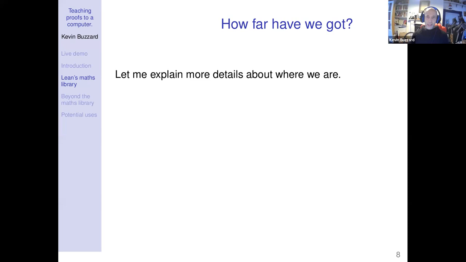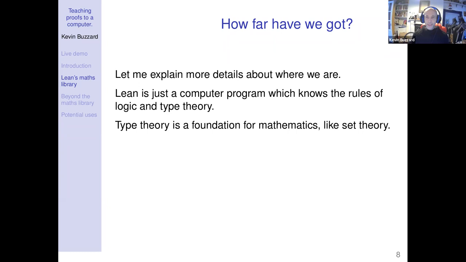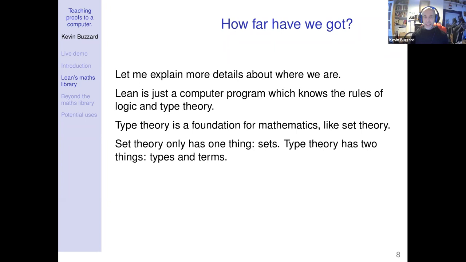So let me tell you where we are with the mathematics library. Lean by itself really just knows the basic rules of mathematics, basic logic. It happens to use type theory, which is different to set theory, but it proves the same theorems as set theory, right? Set theory just has sets, and the elements of sets are sets. Type theory works a bit differently. A type is the analog of a set, but the elements of types are called terms, and a term is not a type.